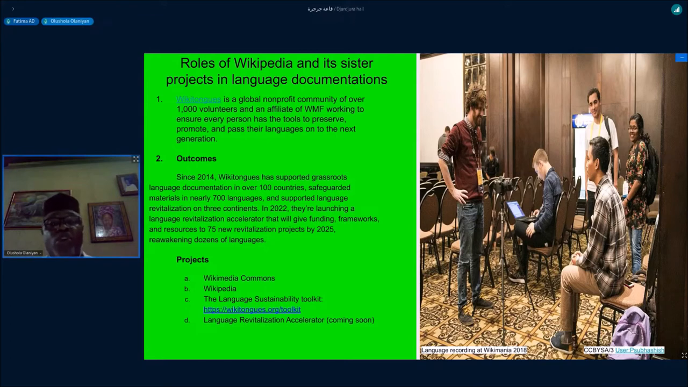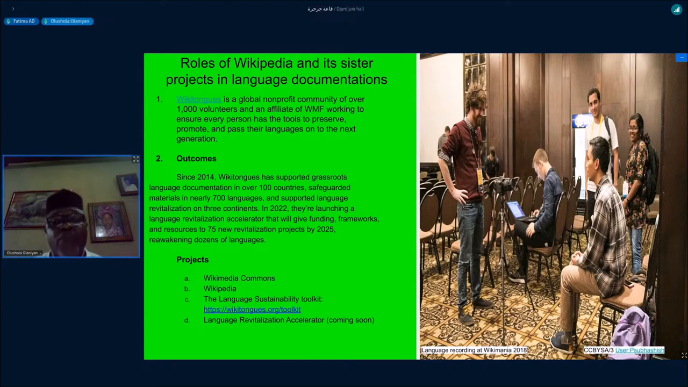Wikitongues is a global non-profit community of over 1,000 volunteers, and is also an affiliate of WMF. What they do is they bring together a collation of audio visuals of all the languages across the globe in a way to preserve them. Some of the outcomes of the Wikitongues project include, in 2014, Wikitongues has supported grassroots language documentation in over 100 countries. They safeguarded materials in nearly 700 languages and supported language revitalization on three continents.